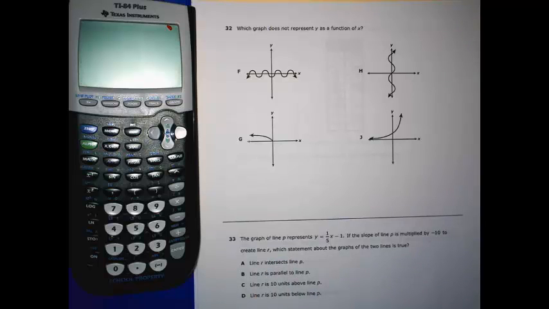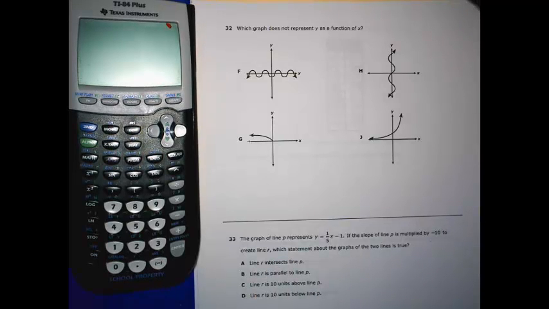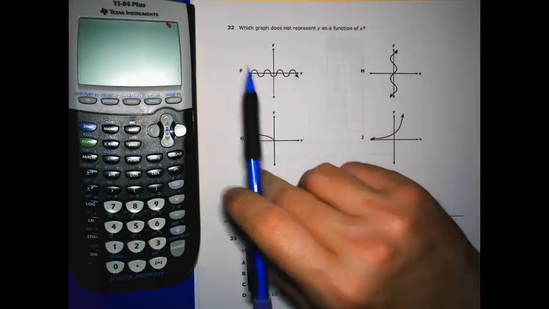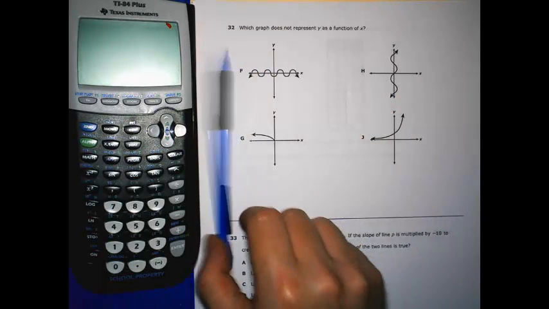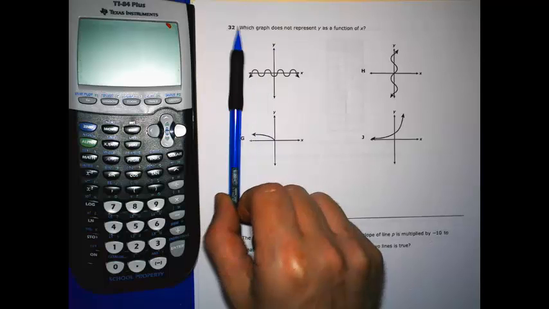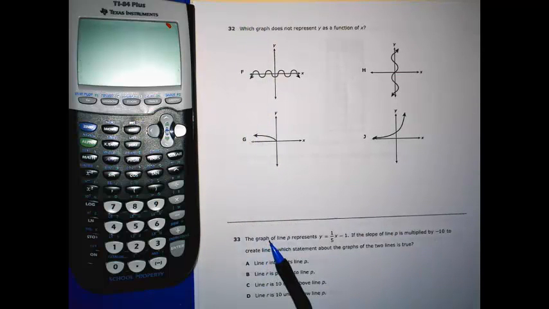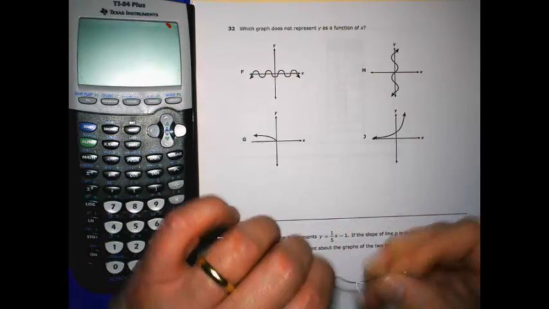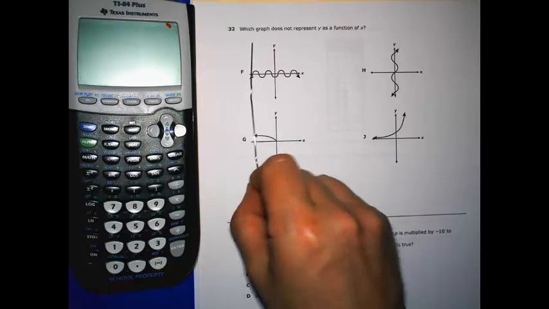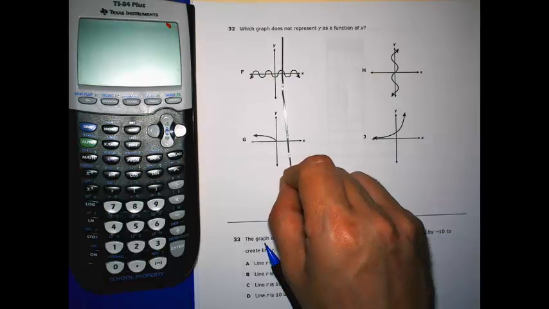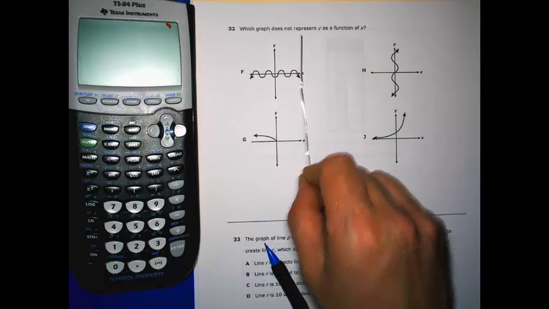Okay, problem 32 says, which graph does not represent a function of x? Basically, to be a function of x on the graph, what you do is the vertical line test. Basically, you move your pencil across the graph, or you imagine a line, such as, let me use my paper clip over here. So just a moment here. Basically, if I move this paper clip across, I can see that I'm only touching one point at a time. So that means this is a function.